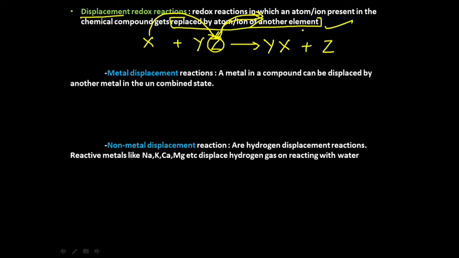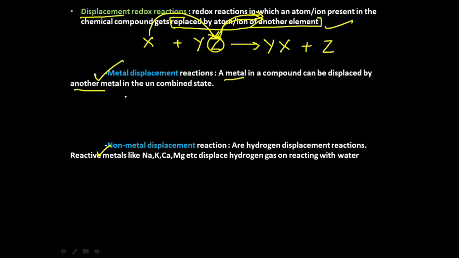Under this displacement reaction we have two subclassifications. One is metal displacement reaction and another is non-metal displacement reaction. First we will learn what a metal displacement reaction is. Here a metal in a compound can be displaced by another metal. So one metal will be replaced by another metal. That is known as a metal displacement reaction.